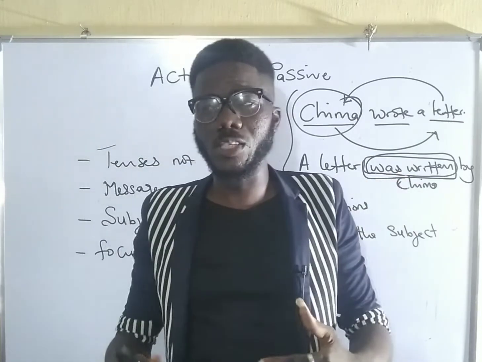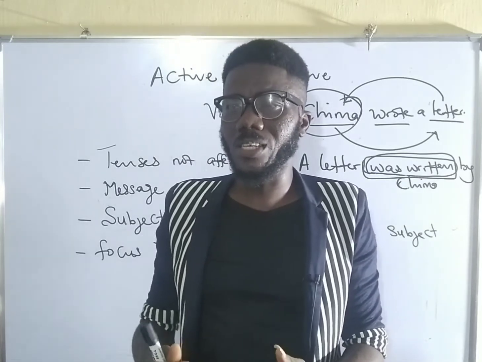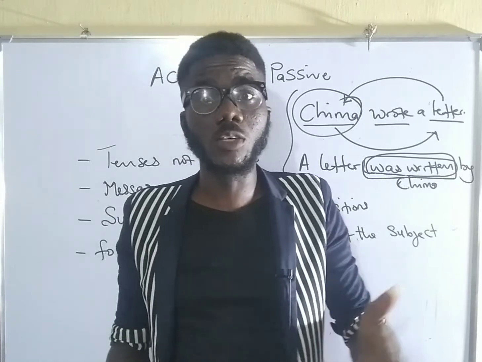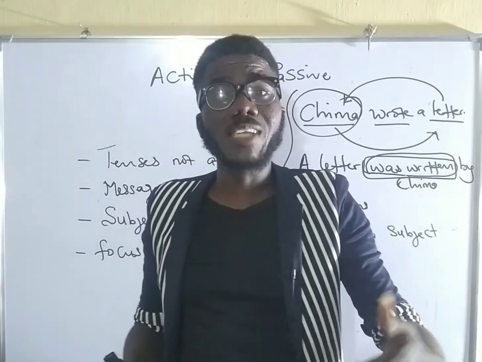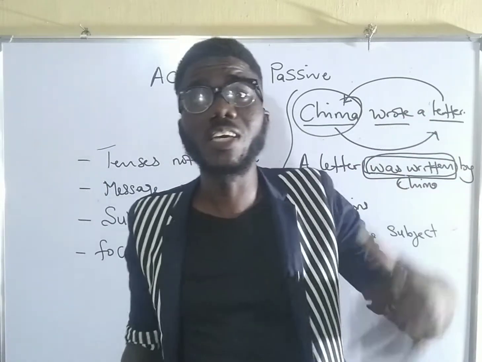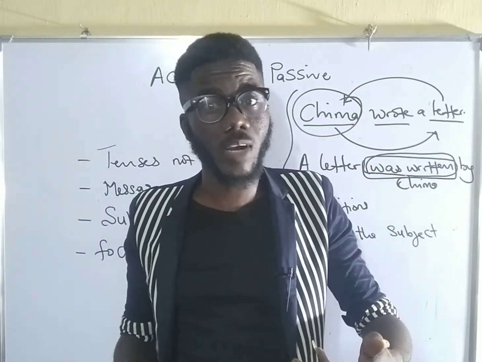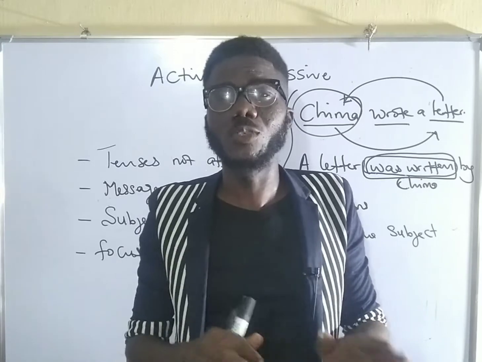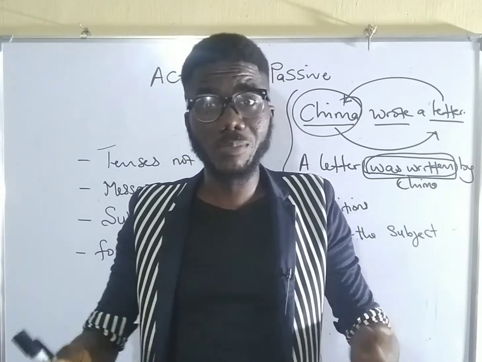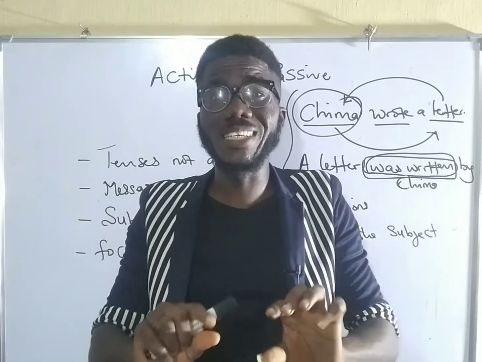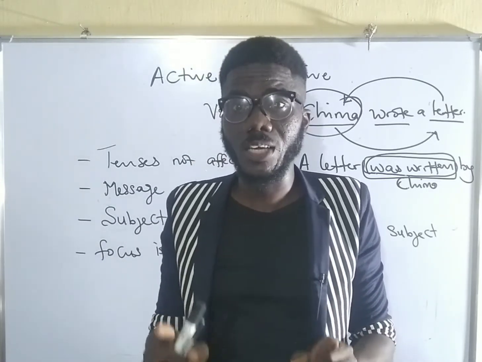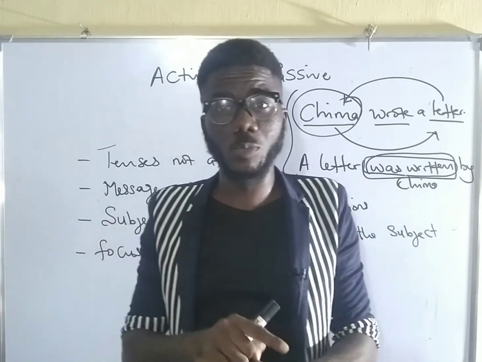This sentence is also in the simple past tense form, even though it is in the passive voice form. Now, let us say we have a sentence in the simple present tense form. We have something like he writes letters. If we are to change that, you simply say letters are written by him. It is still the same thing. The information is still the same. The tense is not affected. The message is not affected. The subject and the object switch positions.